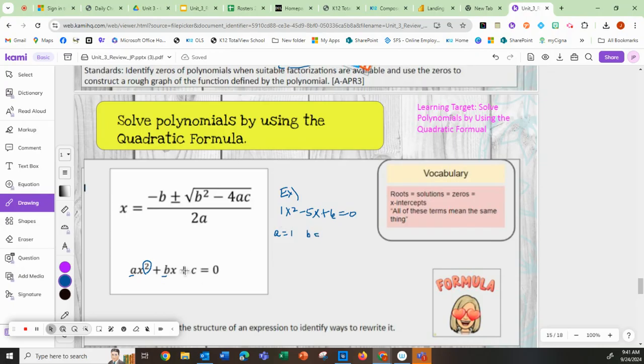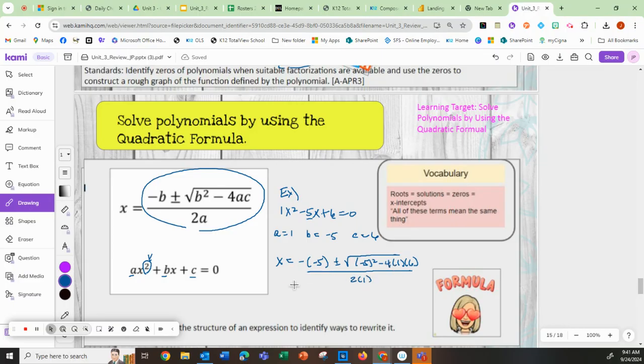Your b is always your coefficient of your x term, so that's negative 5. And then your c is always your constant. So we just plug into this formula, and it would look like this. X equals negative b plus or minus square root b squared minus 4 times your a times your c, all divided by 2 times your a.